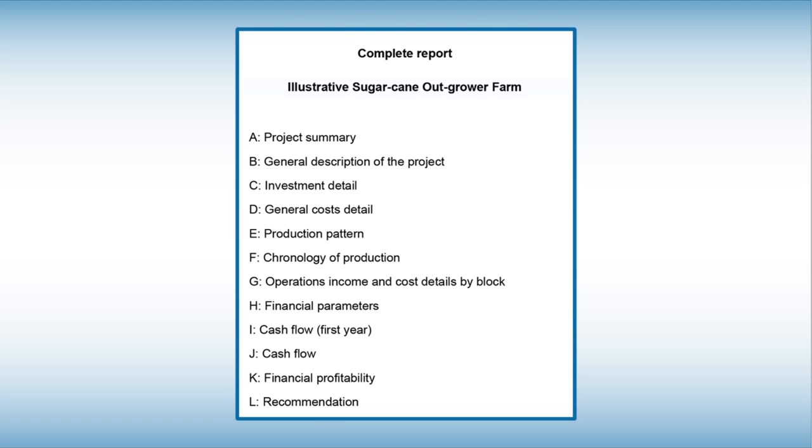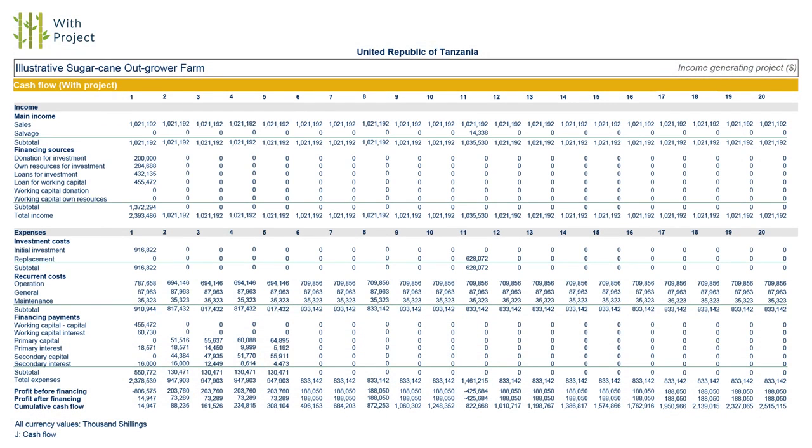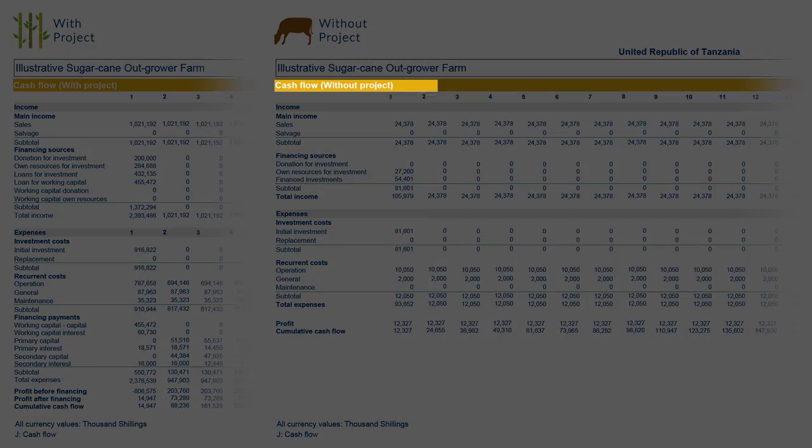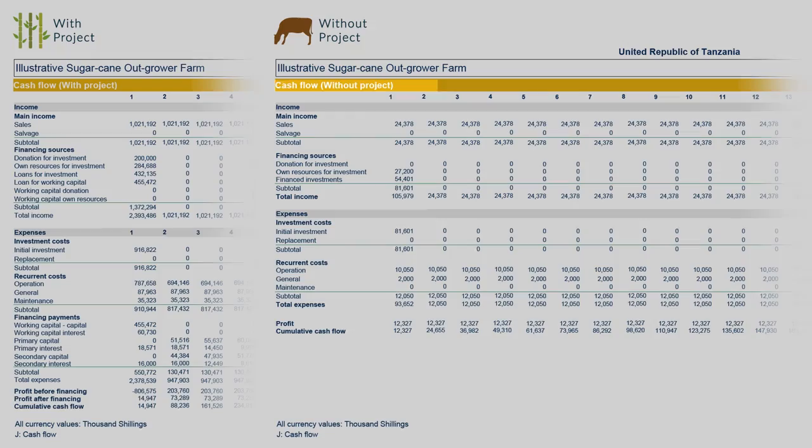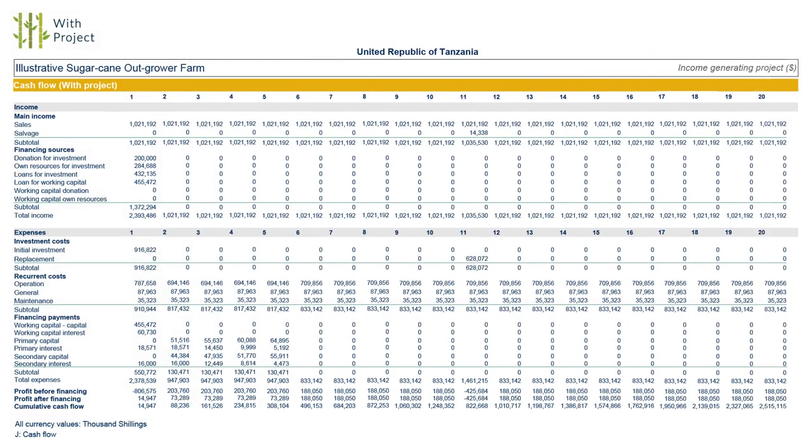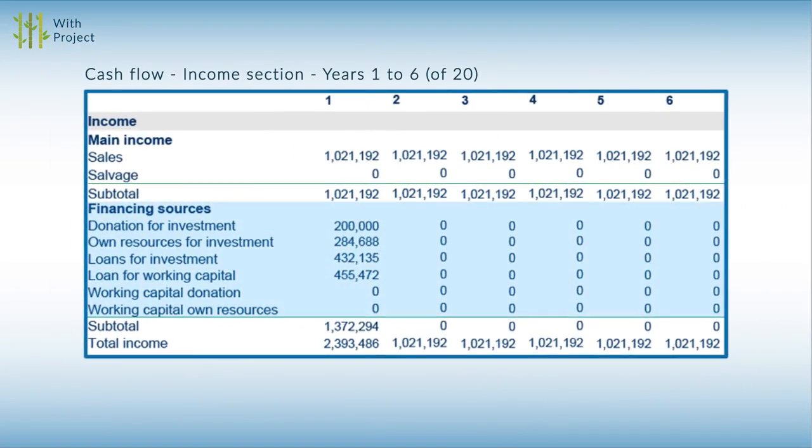Now, using the same illustrative sugarcane farm, we will look at the cash flow for the whole life of the project. Note that this cash flow is generated for both with and without project situations. In the Financing Sources section, we see the amount required for working capital or short-term loans, investment loans, and own resources. That is the direct contributions of the beneficiaries and donation for investment.